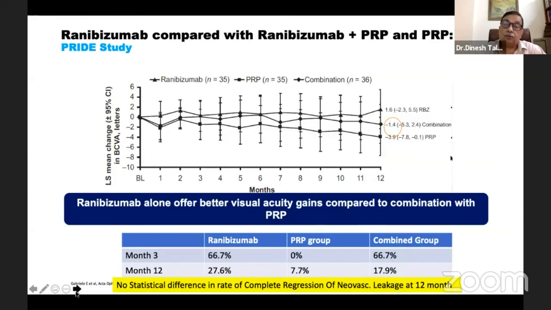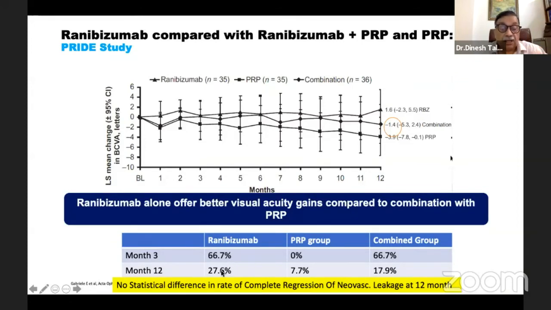Somebody may say, well, why PRP versus combination? Why not monotherapy versus combination? So that was also done, and basically in the PRIDE study, what it showed was that at month 3, the regression was 66% in the ranibizumab group. It had not regressed in the PRP group, but again, it had regressed in the combination group.